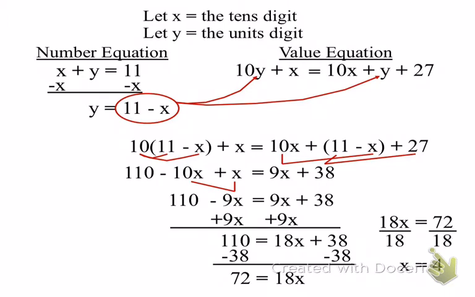So if x is 4, I'm going to go back to either original equation, x plus y equals 11. I may as well just use this one right here. It's the same equation, it's just y equals 11 minus 4, so y equals 7. So what was the original number? Because this was a digit, yes. 47. 47 was the original number.